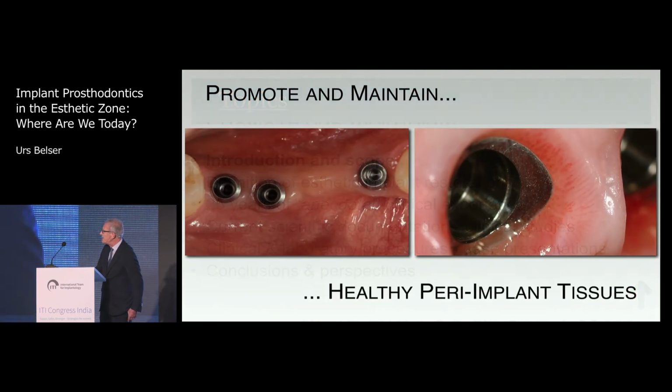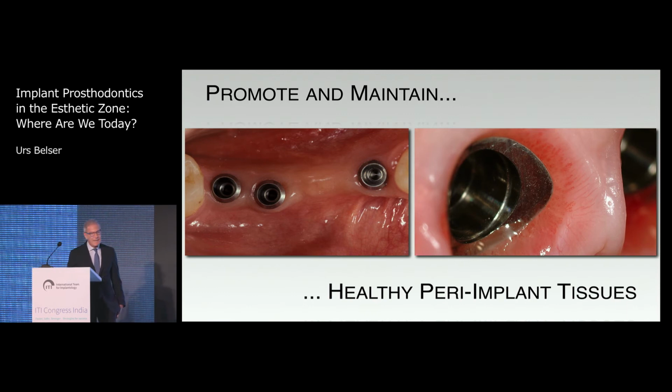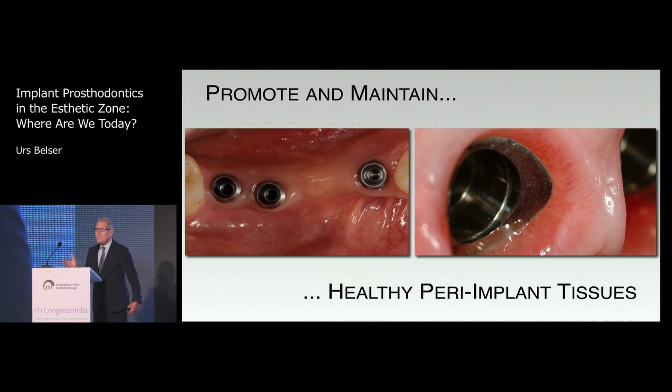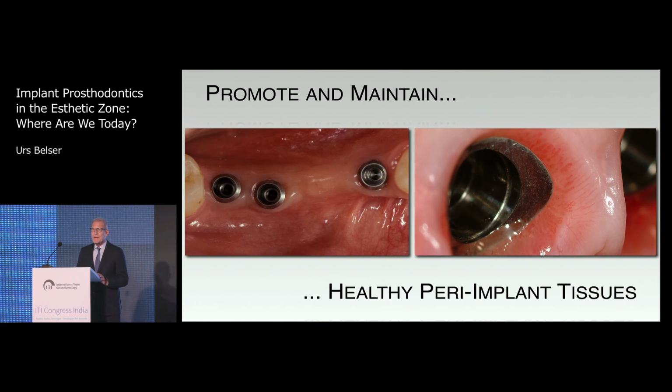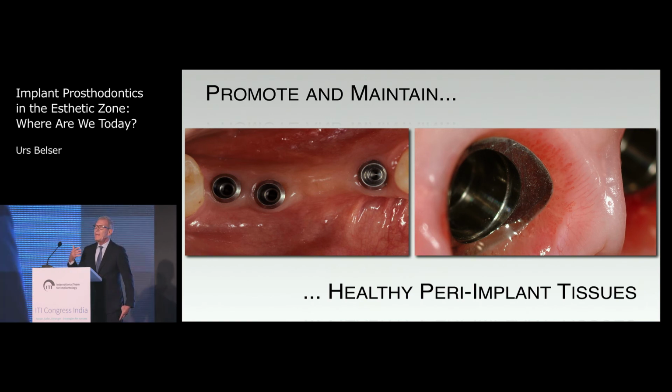So let me start with this slide, beginning. Whatever we do, we have to promote and maintain healthy peri-implant tissues. Although they look a little bit reddish on the screen, we would like to have non-inflamed tissue. And what you see on the very right part of the slide is, don't forget, the unrivaled success story of tissue level implants. So we're still in the posterior part of the mouth.